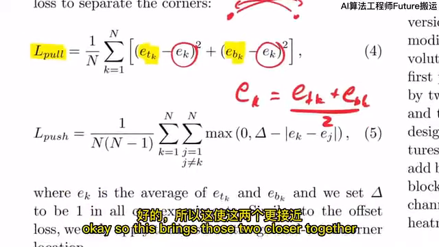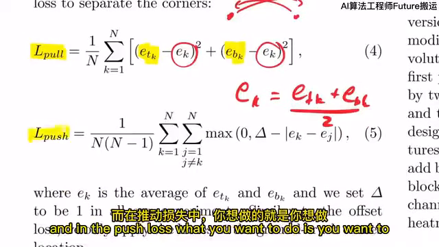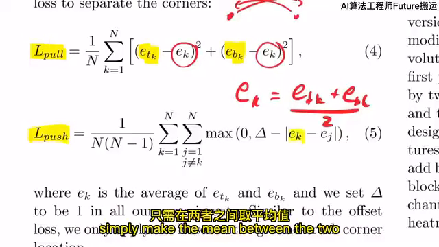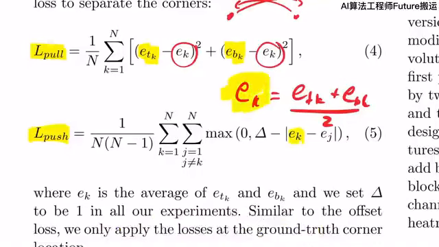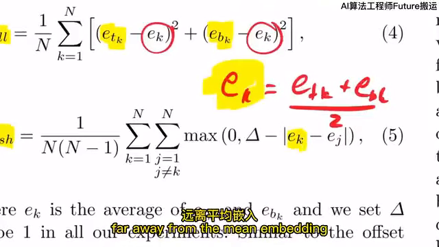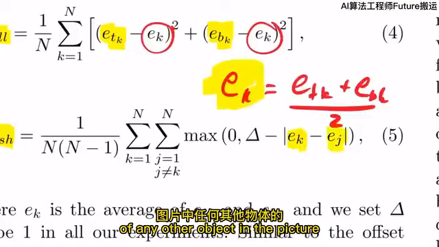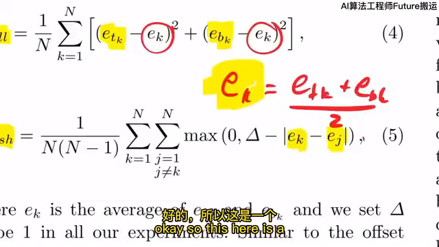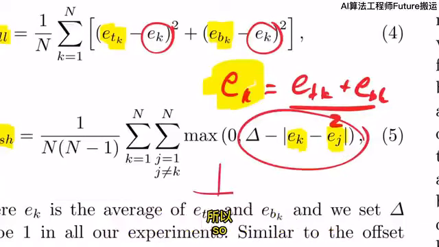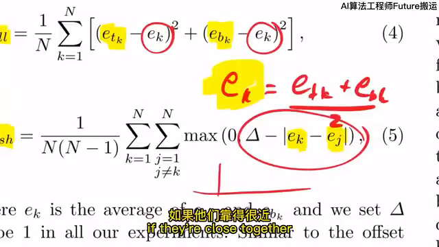Okay, so this brings those two closer together, and in the push loss, what you want to do is simply make the mean between the two, remember, this is the mean embedding of this object, far away from the mean embedding of any other object in the picture. Okay, so this here is a margin loss, which means that you cap it at some point.